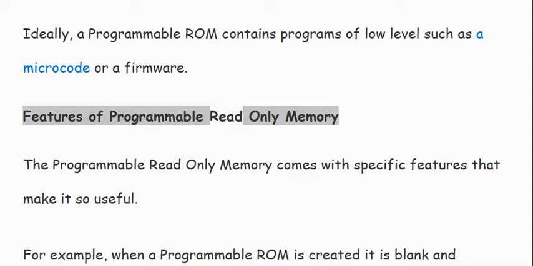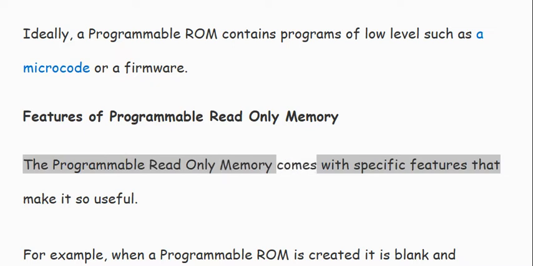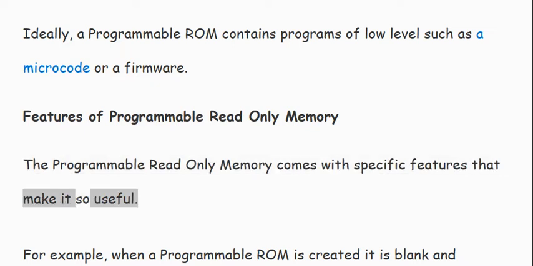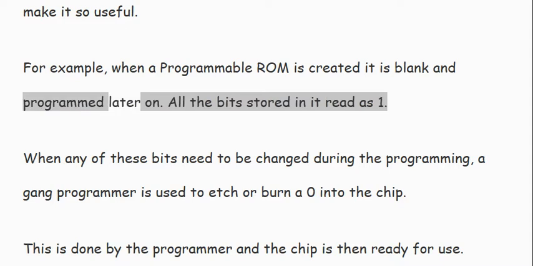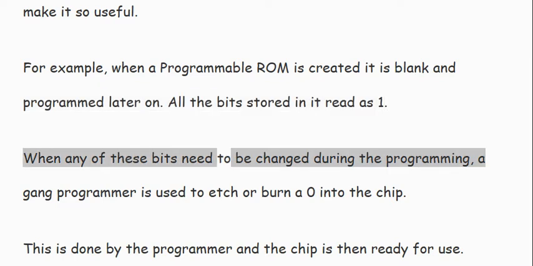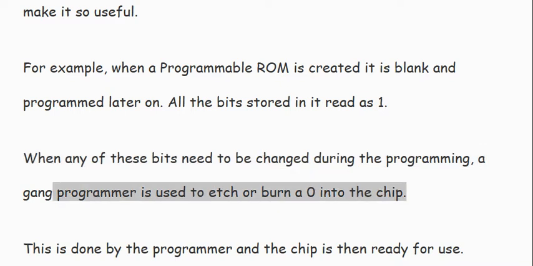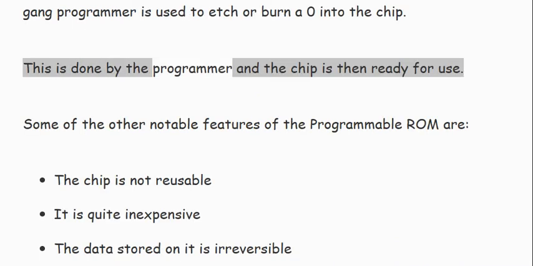Features of programmable read-only memory. The programmable read-only memory comes with specific features that make it so useful. For example, when a programmable ROM is created, it is blank and programmed later on. All the bits stored in it read as 1. When any of these bits need to be changed during the programming, a programmer is used to etch or burn a 0 into the chip. This is done by the programmer and the chip is then ready for use.